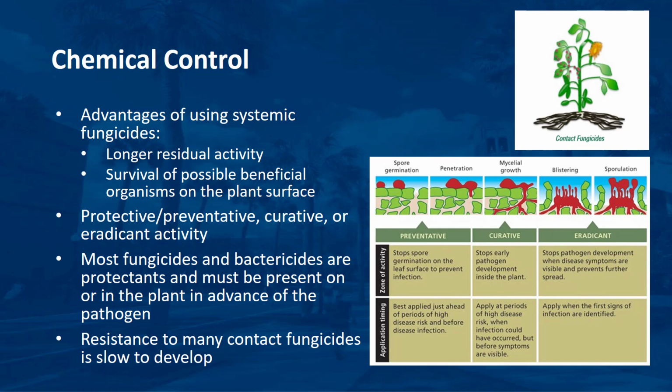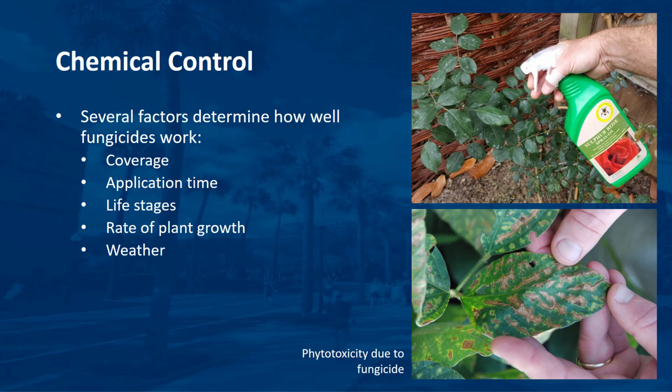Resistance to many contact fungicides is slow to develop or non-existent because many different metabolic pathways of target organisms are disrupted. Refer to UF IFAS publication PP202, Professional Disease Management Guide for Ornamental Plants for chemical control options. Besides resistance issues mentioned above, several factors determine how well fungicides work. Coverage. Insufficient coverage is one of the most common reasons for fungicide failure.